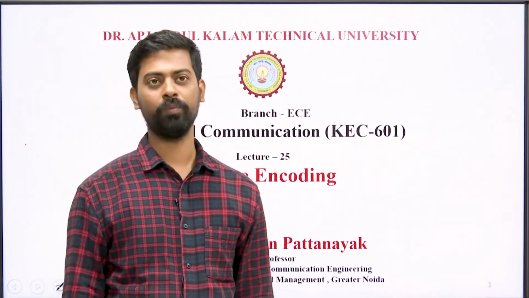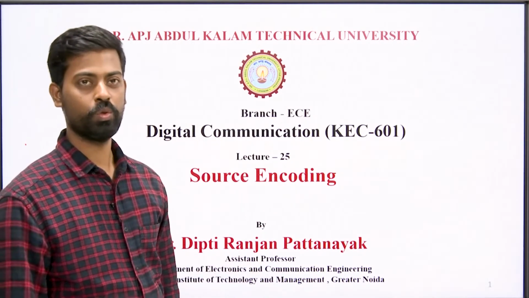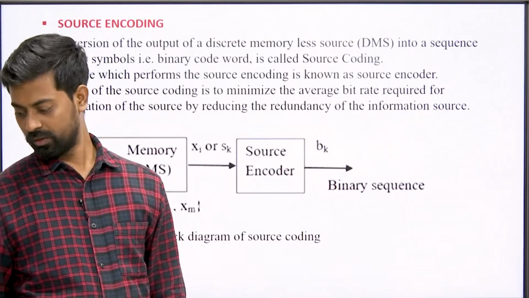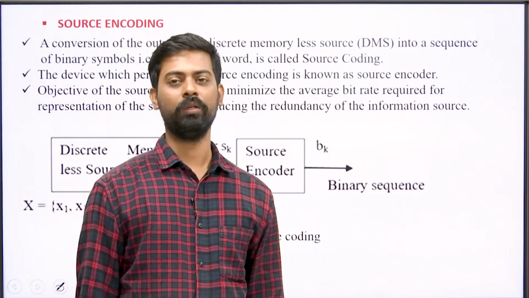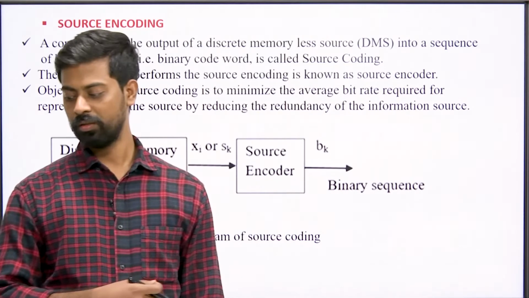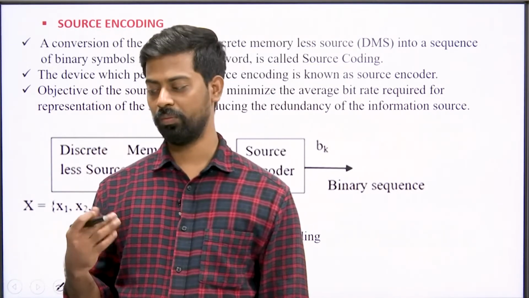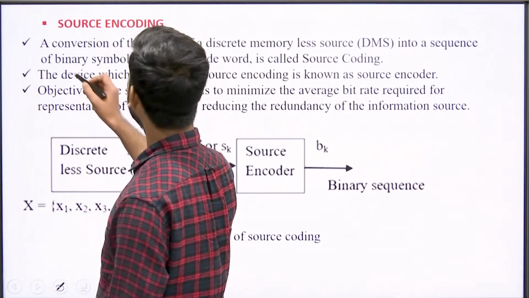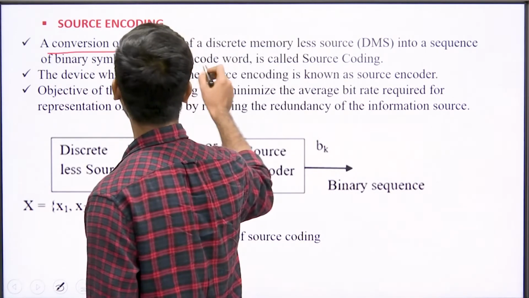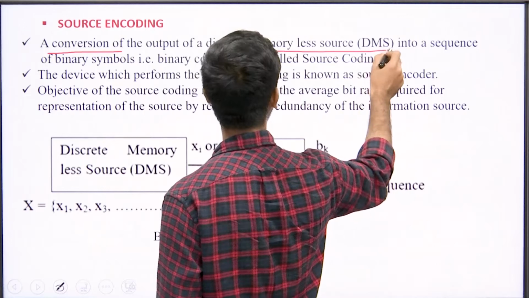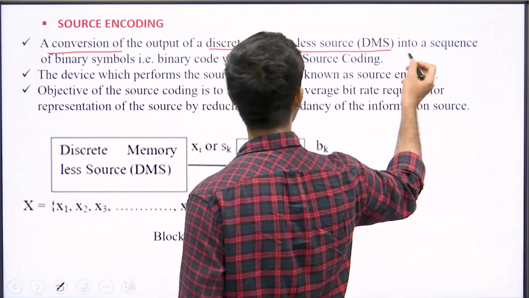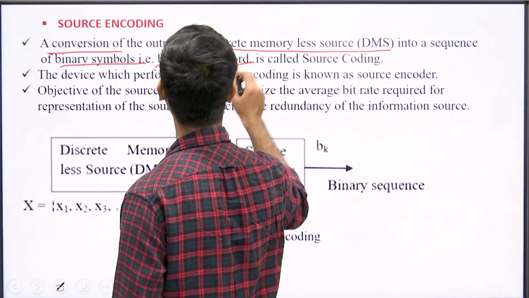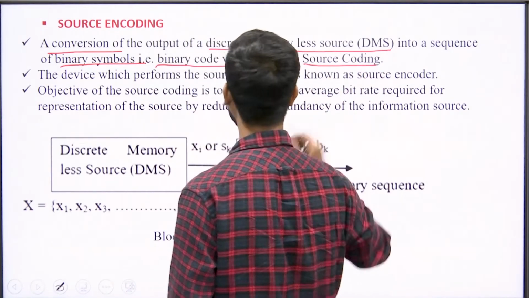Today we will see the next part of the digital communication technique, that is source encoding. Before that, we will see what is source encoding. Here a conversion of the output of a discrete memoryless source, that is DMS, into a sequence of binary symbols, that is binary code words, is called source coding.